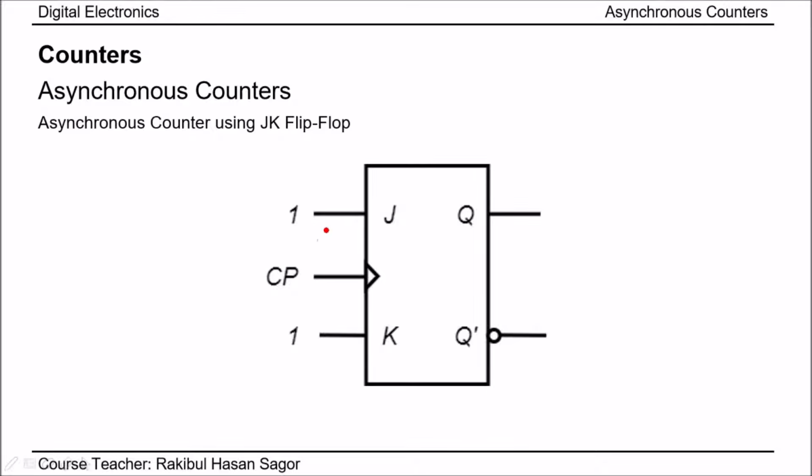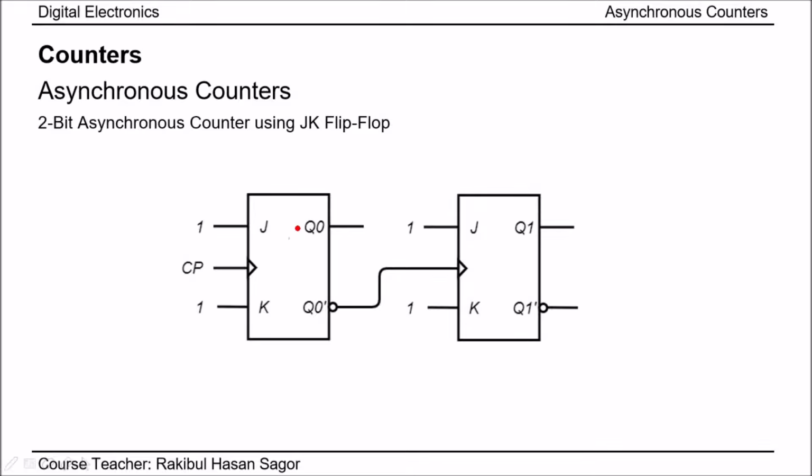We know for JK flip-flop, if both the inputs J and K are fed by one input, 1 and 1, in every clock pulse triggering, the output Q toggles. So this toggling operation of JK flip-flop is utilized for designing asynchronous counters using JK flip-flop, where J and K, both the inputs are fed by constant input 1.